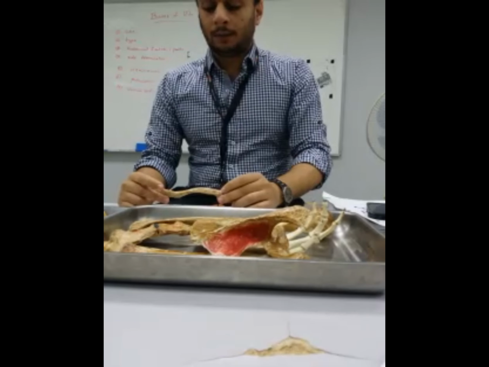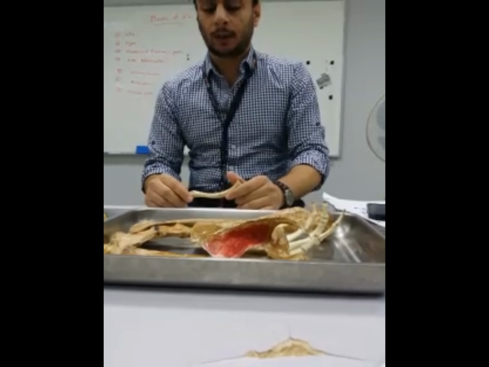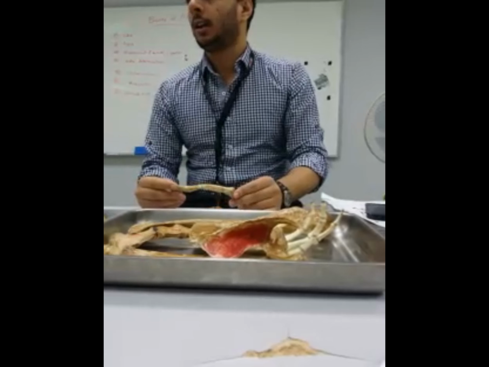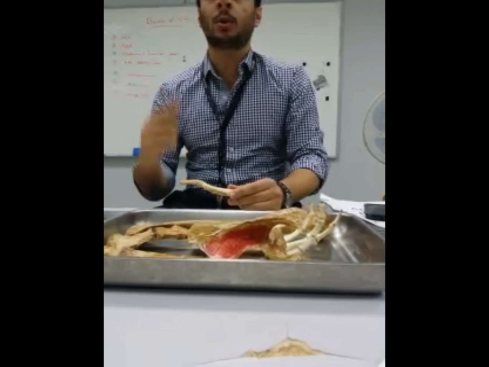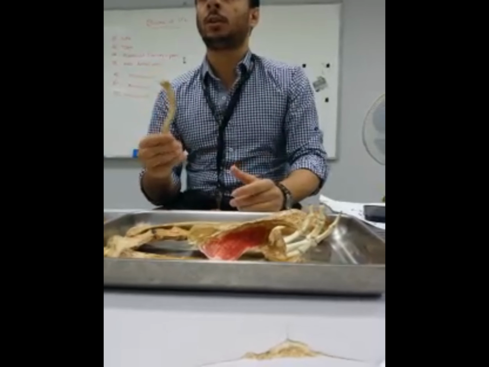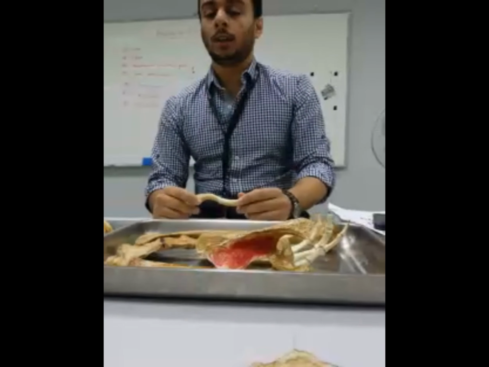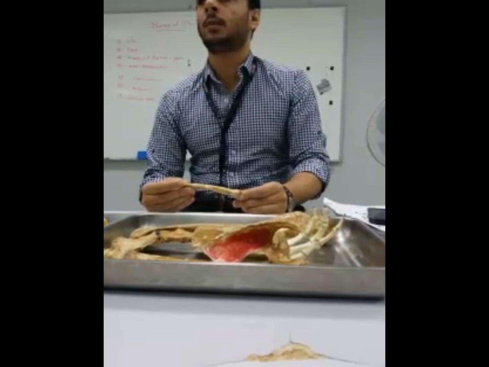So the clavicle has very important points they usually tend to ask about. First, the clavicle will be the first bone to ossify in our body, and usually a bone ossifies by one primary ossification center and many other secondary ossification centers. But this one will be the only one ossifying by two primary ossification centers. And also it will be the only long bone which will be ossifying in membrane.